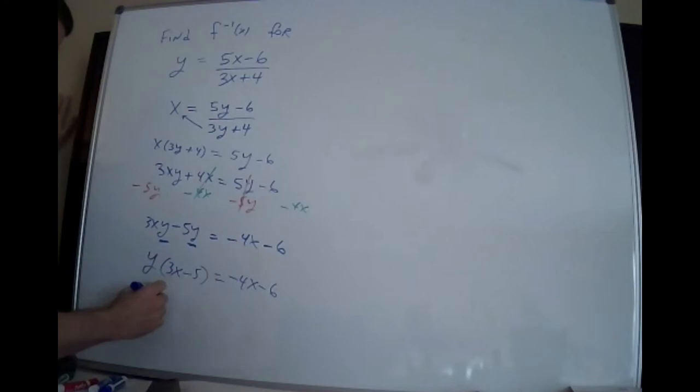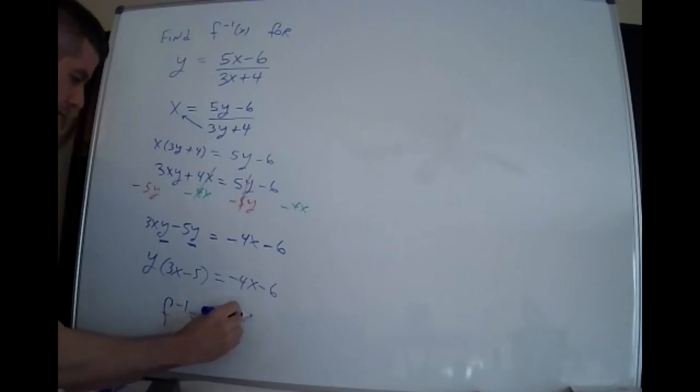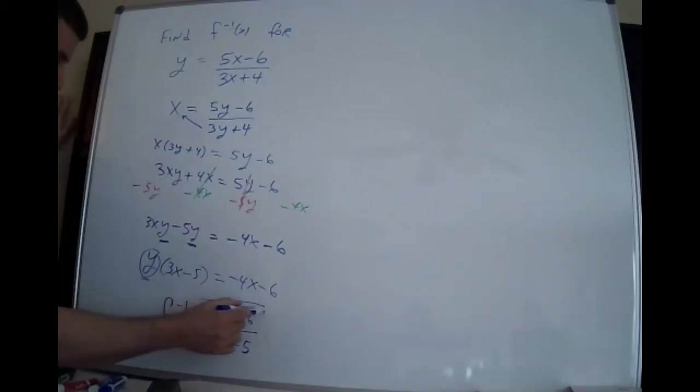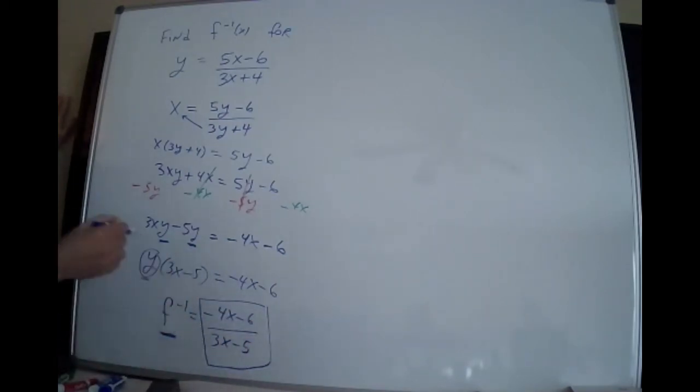And then divide both sides. So I'm going to just skip to that step, right? This is going to go underneath that. So you get negative 4x minus 6 over 3x minus 5. But this should have been a y. But your final step is to replace that y with an f inverse. So I just skipped that to save a couple of seconds.